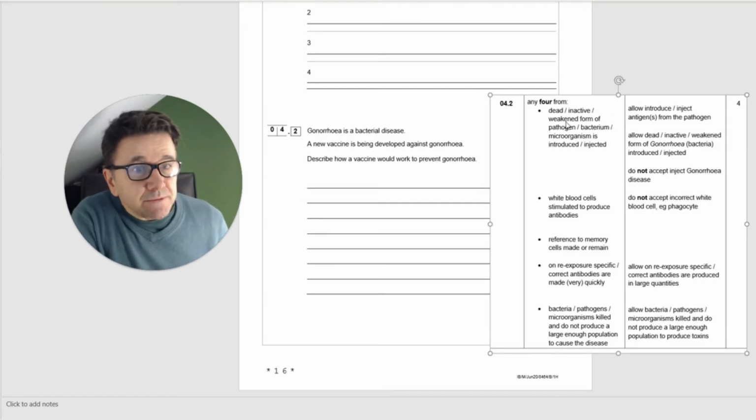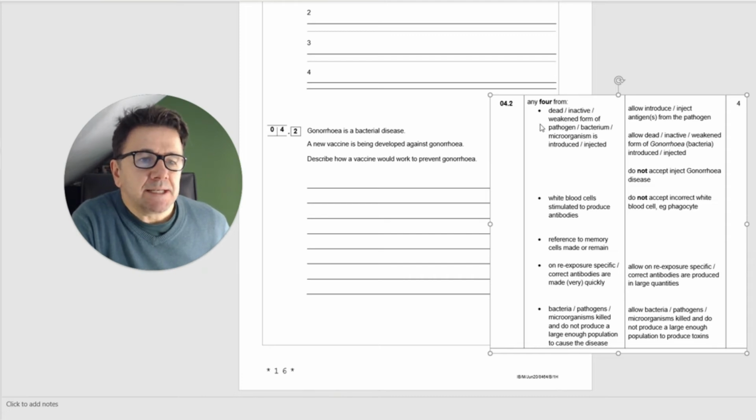So again, most of you knew what a vaccine was made of: dead, inactive or weakened forms of a pathogen. Okay, and then that stimulates white blood cells to produce antibodies. Some of you were talking about antitoxins and things like that, but that's not correct. They produce antibodies. Okay, and then they circulate around your blood.